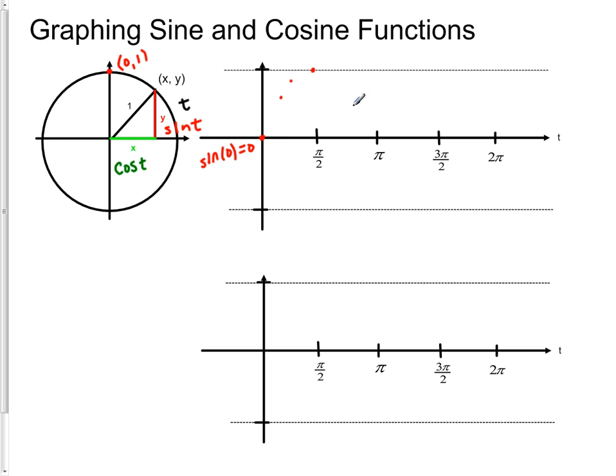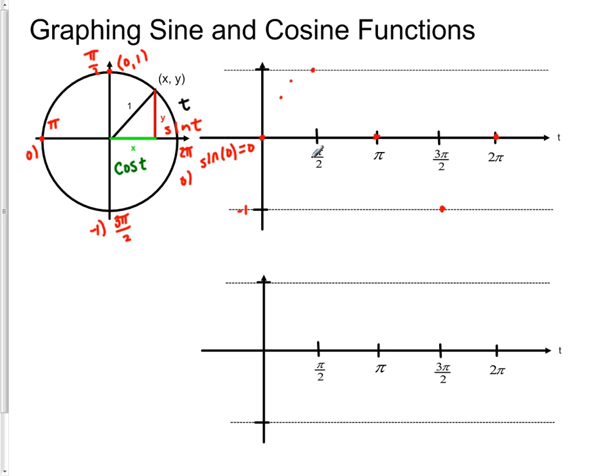Now, if we follow this pattern around, and let's just go to the major positions right here, pi over 2, pi, 3 pi over 2, and then 2 pi, look at what happens to the y values as we go around. The y value here is equal to 0 at pi. The y value at 3 pi over 2 is negative 1. So I'll go down here to negative 1. And then if we go around to 2 pi, the y value is back to 0 again.